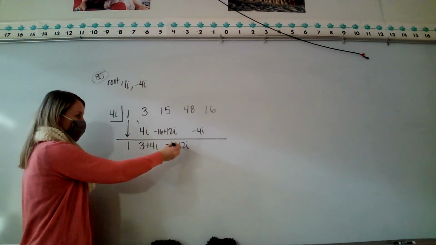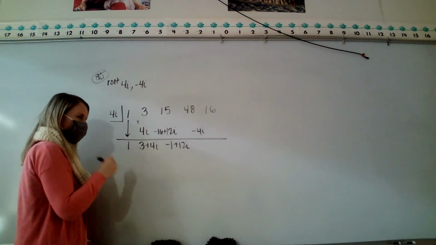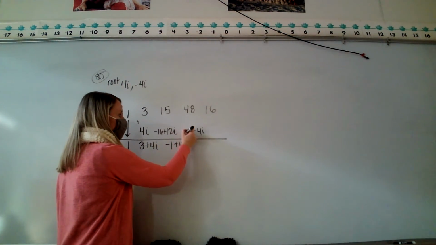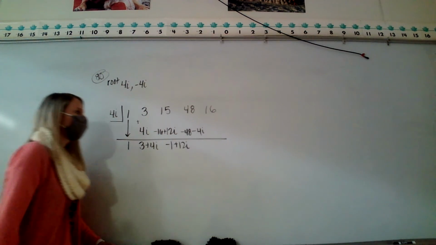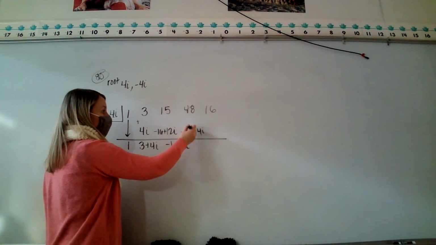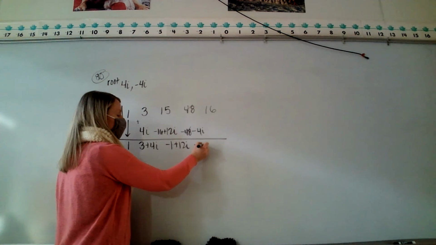4i times 12i is 48i squared, which is really just negative 48. So I'm going to write it as negative 48 minus 4i. Okay, it's not terrible. It just adds one more thing to do. 48 minus 48, well, that cancels, right? And I just end up with minus 4i.